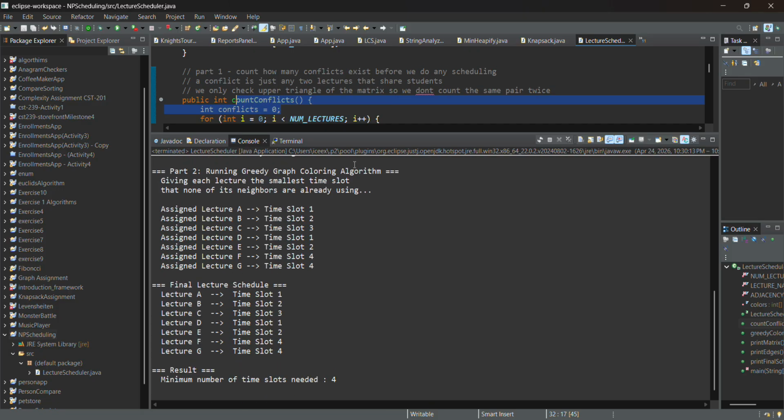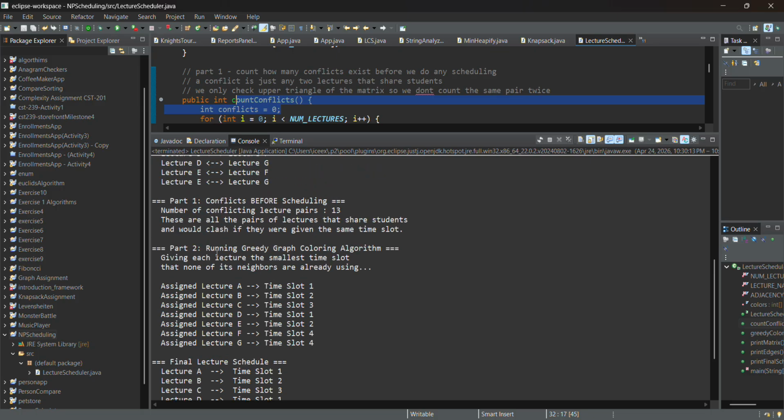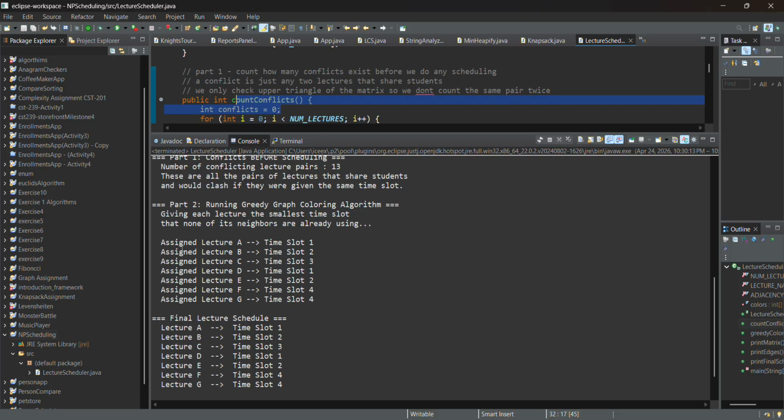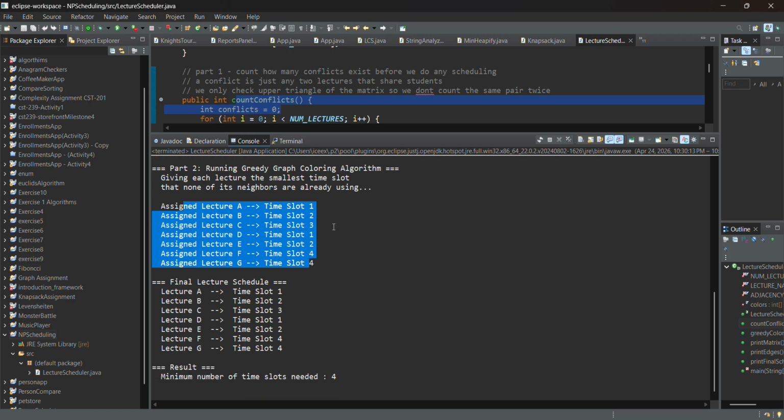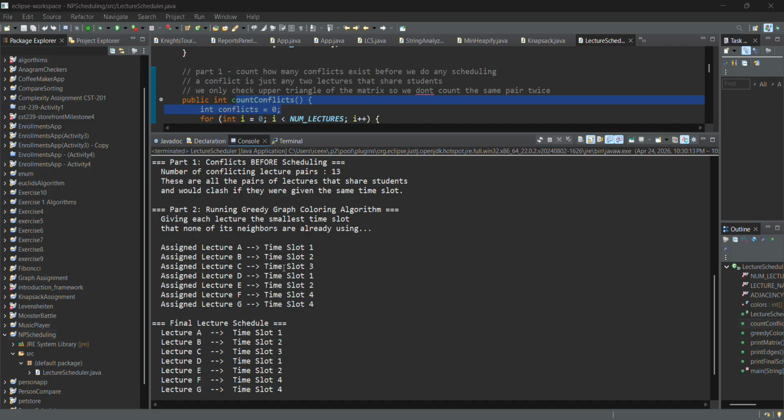Part two is where the graph coloring is. The idea is that each lecture is a node, and we assign colors where each color represents a time slot, as we can see here. The greedy algorithm just goes through each of the lectures one by one, checks what time slots its neighbors already have, and then gives it the smallest slot that's still available.